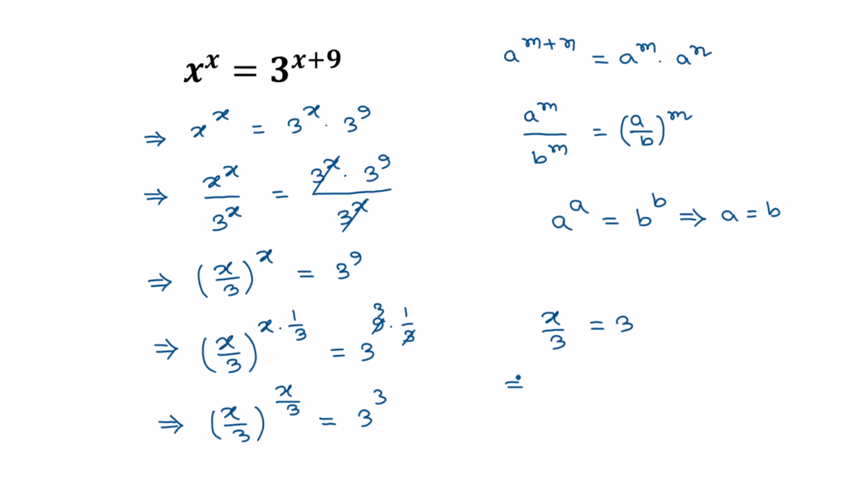Now multiplying both sides by 3, we get x over 3 times 3 is equal to the right side, this 3 times 3. We have multiplied both sides by this 3. So this 3 and this 3 will cancel out and it will be x is equal to 3 times 3, this is 9. And this is the solution of our given equation.